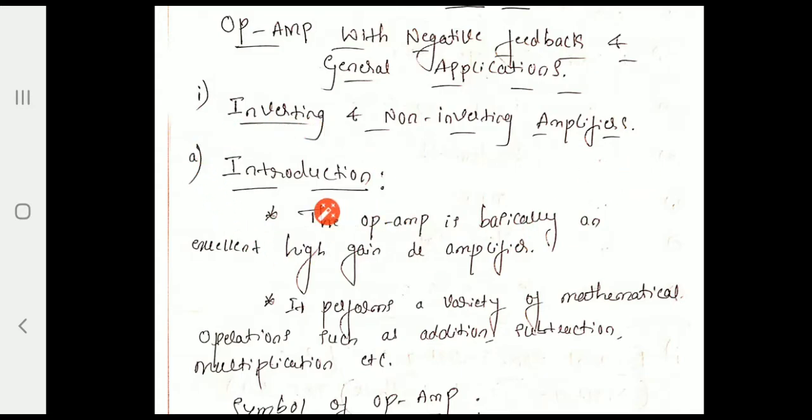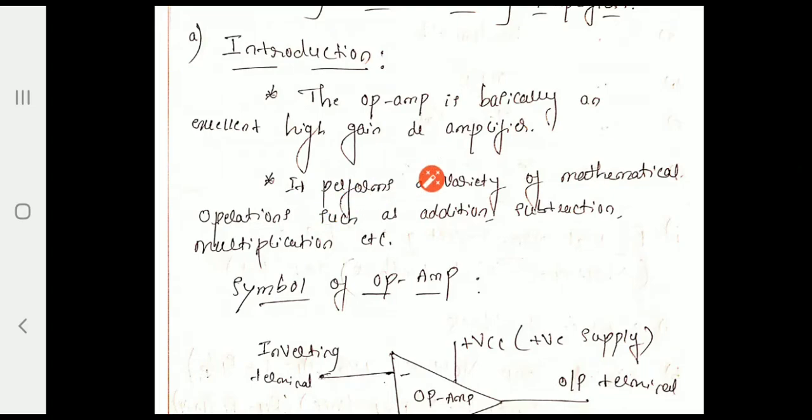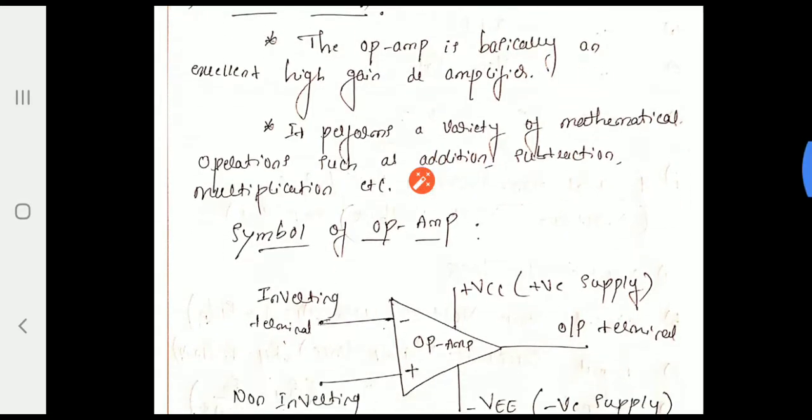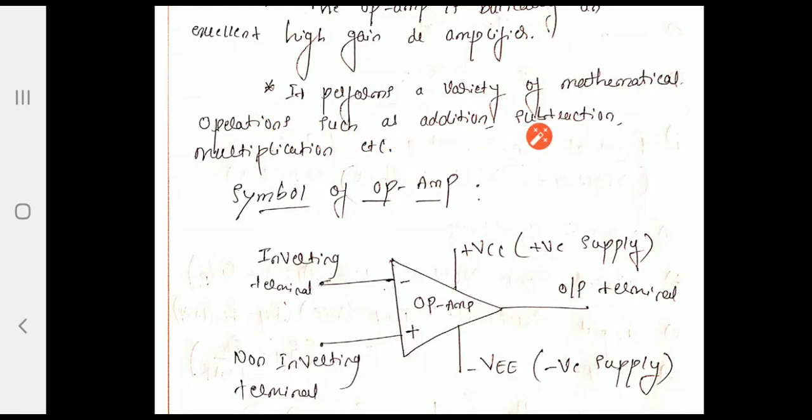Before starting with the topic, just to know what an op-amp is. Op-amp is nothing but operational amplifier. It is basically an excellent high gain DC amplifier, so here it performs the amplification for a DC gain. The operations performed by the op-amp are addition, subtraction, multiplication, integration, differentiation, etc. These can be done using an operational amplifier.